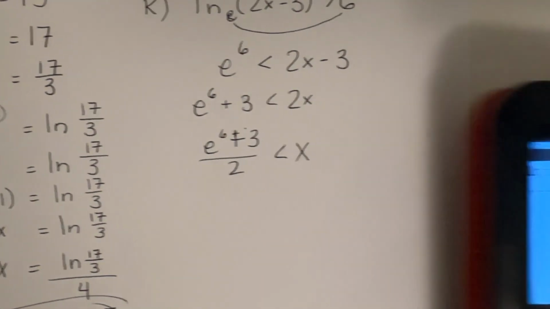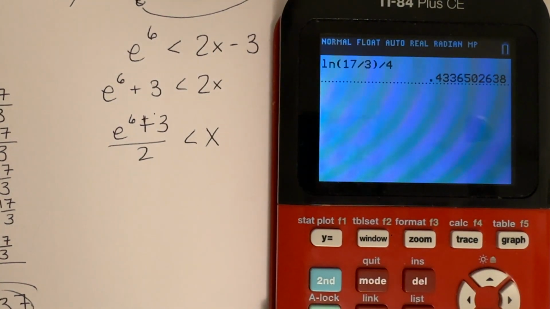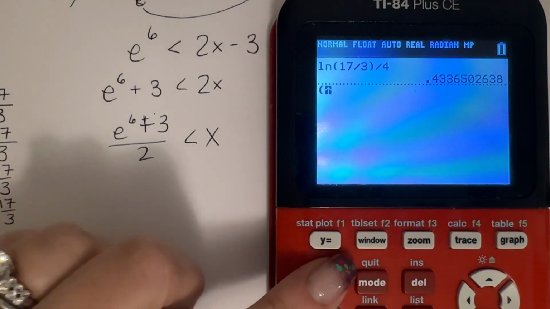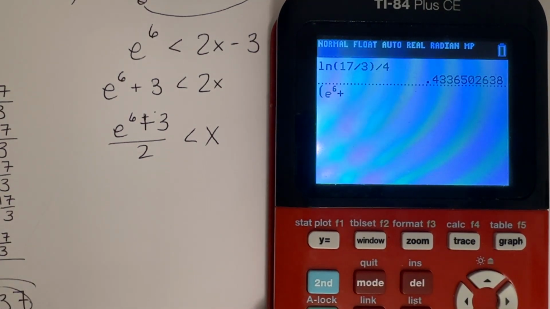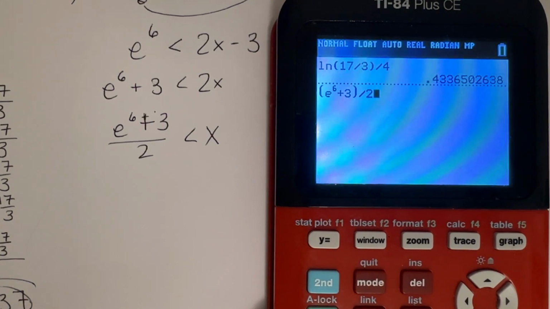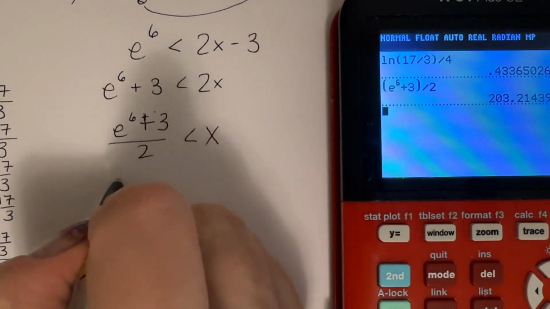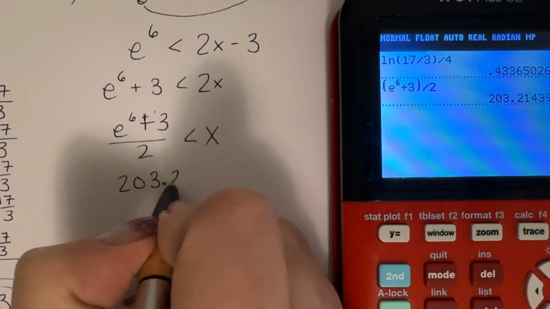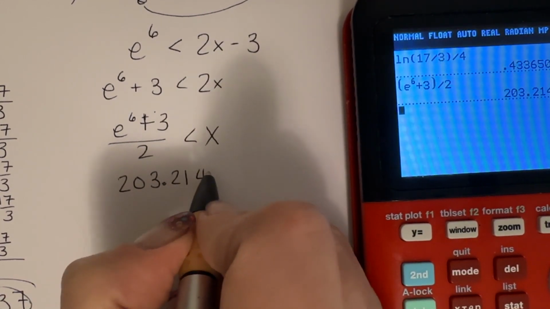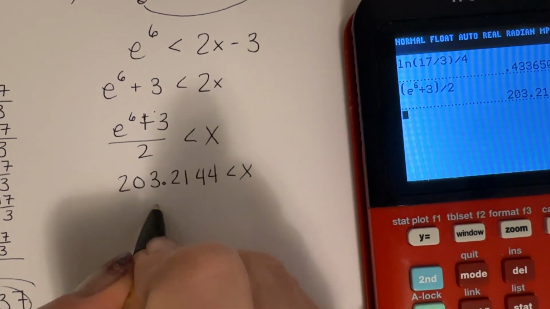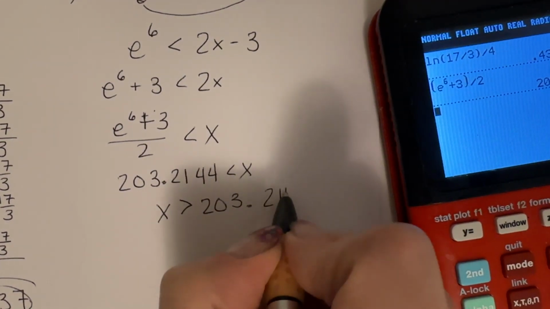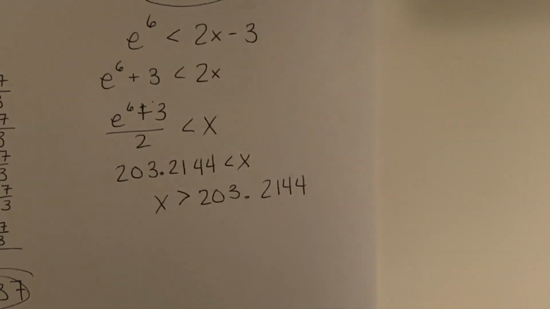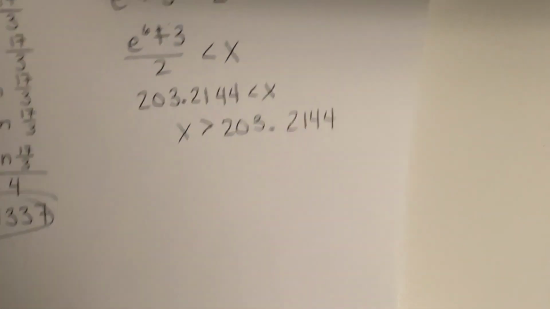I need to turn that to a decimal. Time for some calculator help. First thing I'm going to do is put parentheses around my numerator. So there's my e to the 6th power plus 3, and I'm going to close that parenthesis, divided by 2. All right, so I have 203.2144 is less than x, or x is greater than 203.2144.